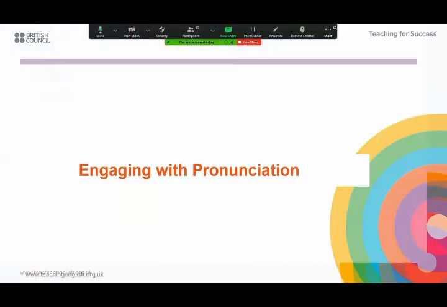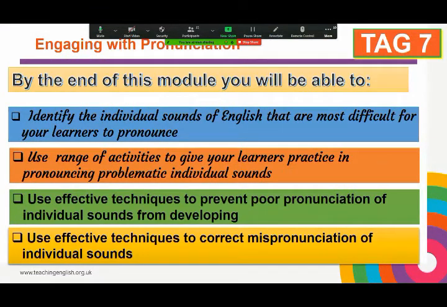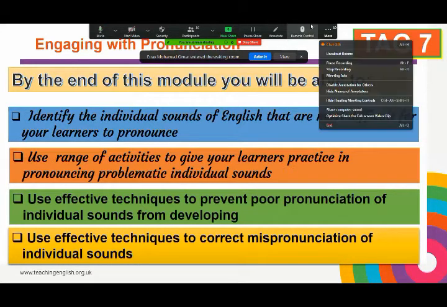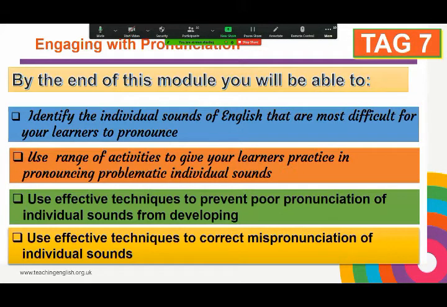By the end of this module, you will be able to identify the individual sounds of English that are most difficult for your learners to pronounce. Use a range of activities to give your learners practice in pronouncing problematic individual sounds. Use effective techniques.